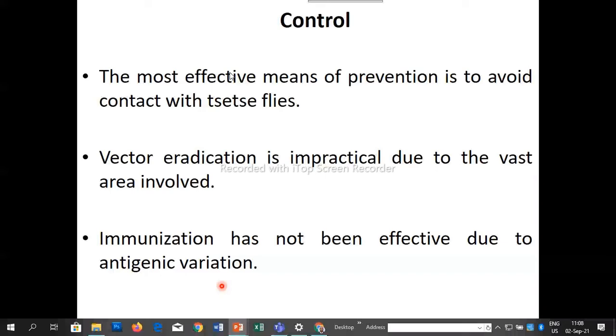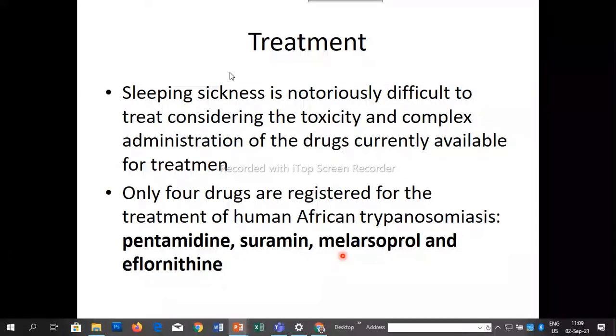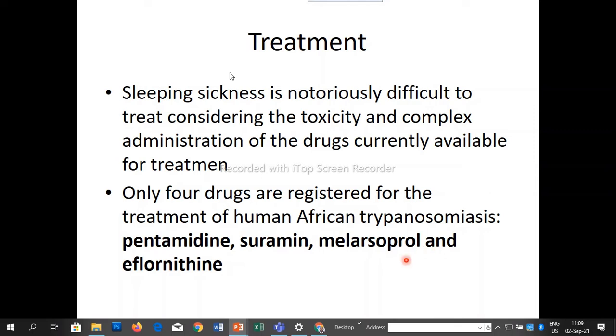Sleeping sickness is notoriously difficult to treat, considering the toxicity and the complexity of administration of the drugs currently available for treatment. Only 4 drugs are registered for treatment of African sleeping sickness, including pentamidine, suramin, melarsoprol, and even eflornithine. Those are the drugs that can be used for this parasite.